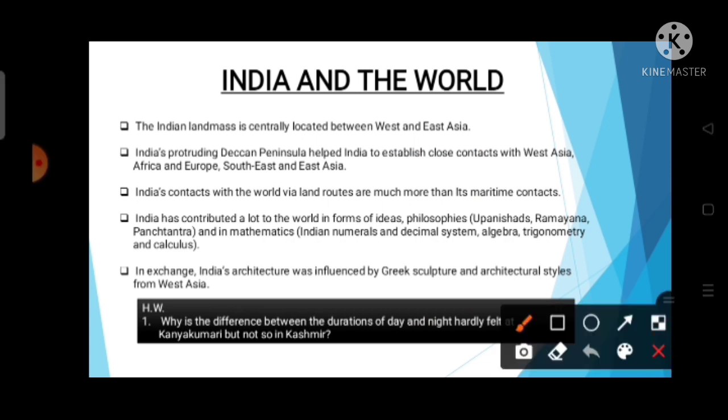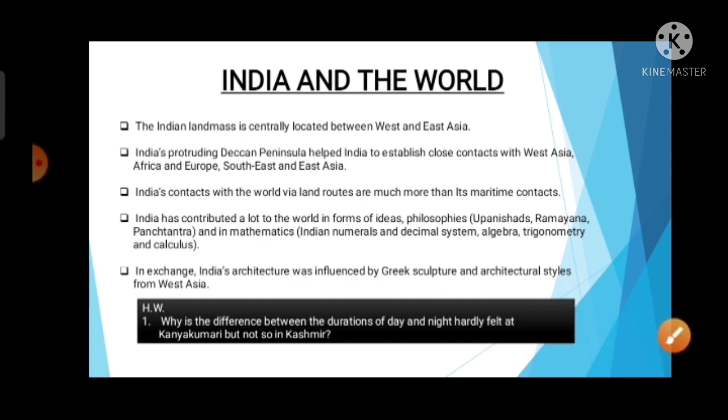So, India has contributed a lot to the world in the forms of ideas and philosophies that I told you earlier. In exchange, India's architecture was influenced by Greek sculpture and architectural styles from West Asia. There is again a question as homework for you. Why is the difference between the durations of day and night hardly felt at Kanyakumari but not so in Kashmir? I will tell the answer in my next video. Do write the answers of both these questions in the comment section.